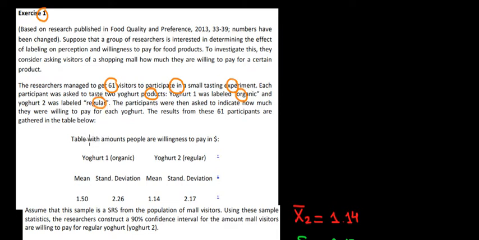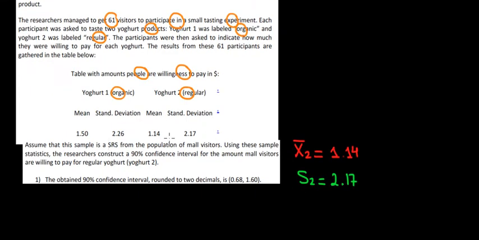Now, this is the table with the amounts people are willing to pay in dollars for the first yogurt and the second yogurt. Assume that the sample was a simple random sample from the population. Based on that, we have the sample data, so the mean, the standard deviation. We're going to discuss those in a second. We want to draw the 90% confidence interval for the amount that the visitors are willing to pay for the regular yogurt. So we're dealing with the second column over here.